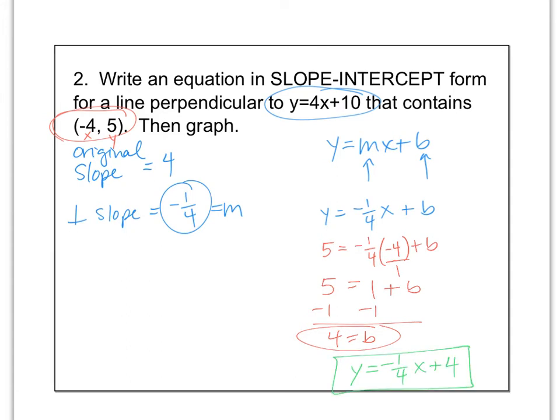Now the second part of it says then graph. So if I made a little graph real quick, I would want to put my first dot at 4. So I would go up 4 and put a dot, that's my y-intercept, and then from that I would go down 1 and right 4 for my slope. So down 1 and then right 1, 2, 3, 4. My second dot could go about there, connect, and there would be the graph.